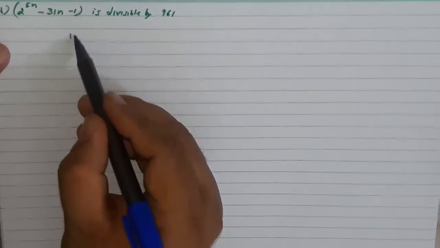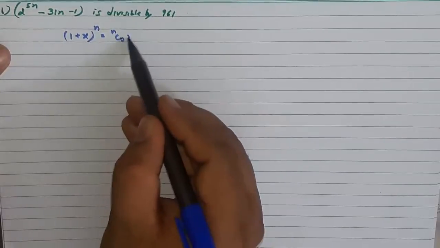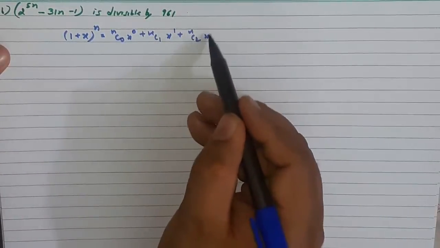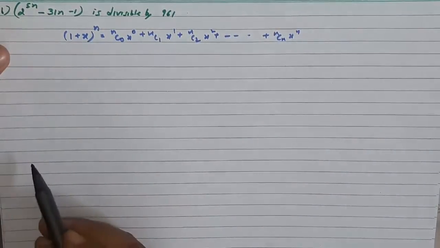Now come to the next part, b part. 2 raised to 5n minus 31n minus 1 divisible by this. So again start with this concept, ki (1 plus x) raised to power n hota hai nC0 x raised to power 0, nC1 x raised to power 1, nC2 x raised to power 2, and so on up to nCn x raised to power n, right?